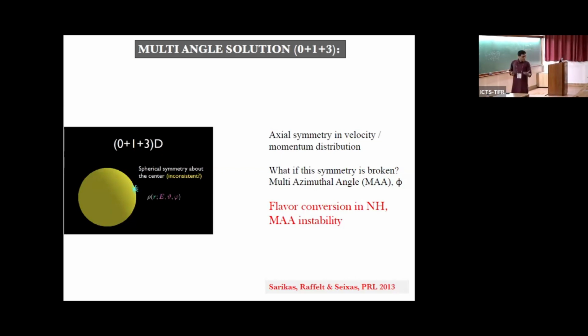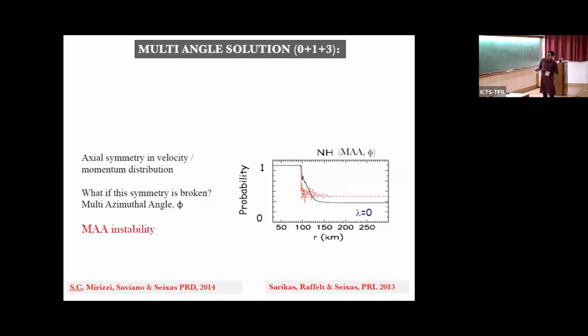Of course, that's a disappointment in some way, but it is also important to understand why this was happening. Why didn't we see this thing? Why are the symmetry arguments so important? This is the result we found at around that time: if you actually now add the phi, this symmetry, which we used to call the multi-azimuthal angle instability, then we found that in normal ordering also, there are collective oscillations happening.